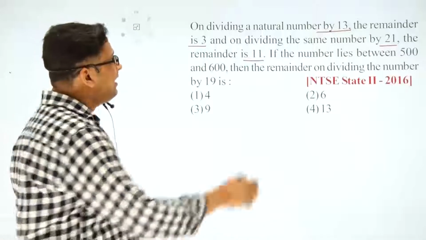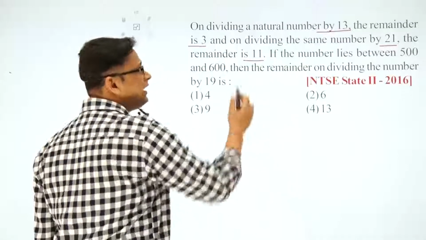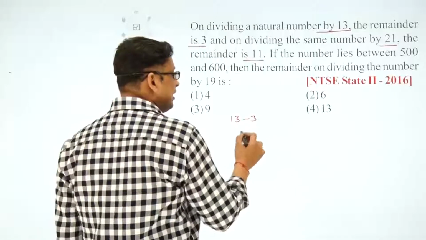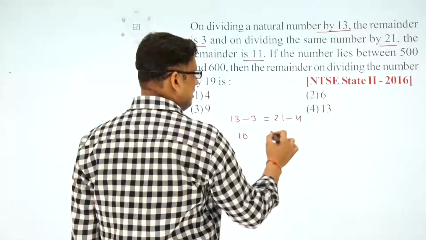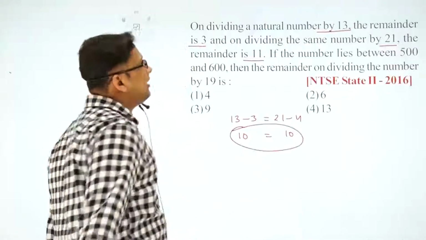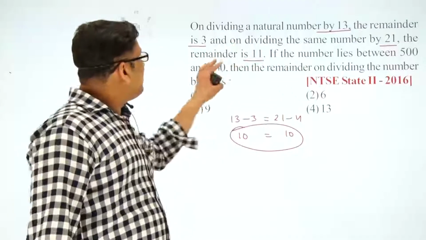So we see that whatever the number is, the difference of the divisor and the remainder is the same in both cases. This is 13 minus 3, which equals 10, and this is 21 minus 11, which again equals 10. So the difference of the divisor and the remainder is the same in both cases. Now the remainder is 11.